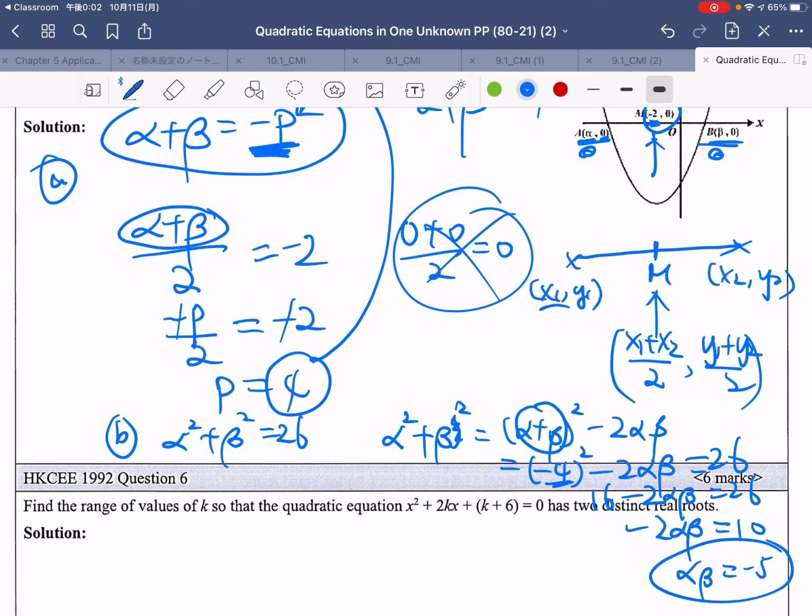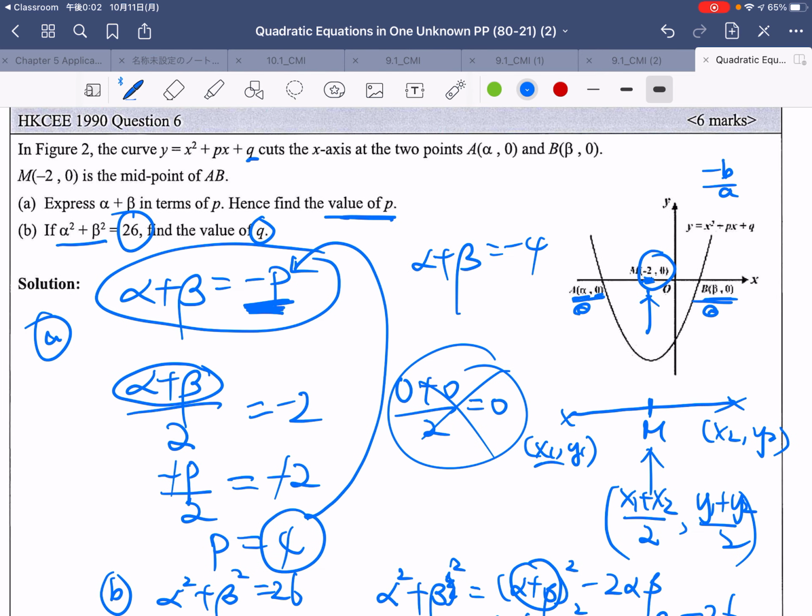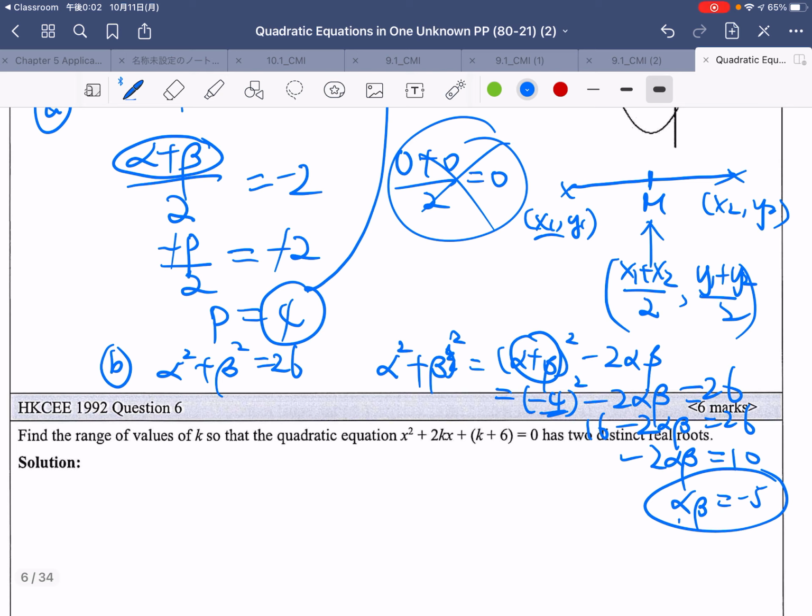Okay, you find the product of roots, it is negative 5. So how do we find q? For the product of roots, we have c over a. Because this time c is q, we have q over 1. q is the product of roots. That means we substitute alpha times beta with q, because q is the product of roots. So q equals negative 5.